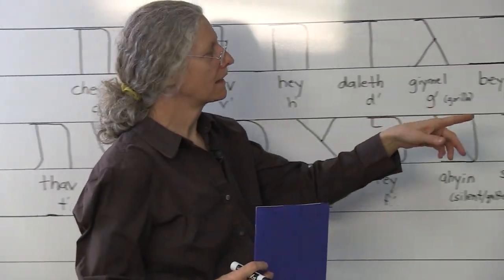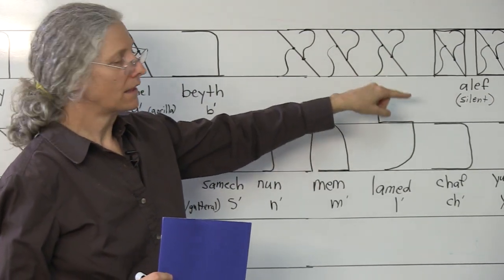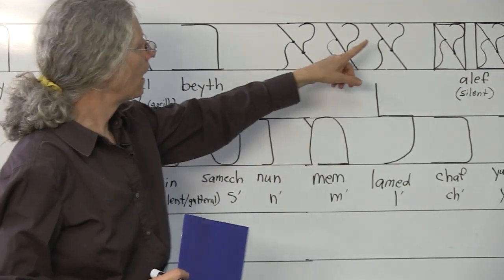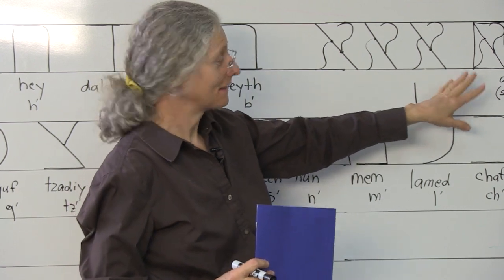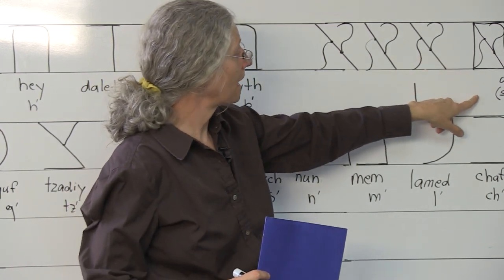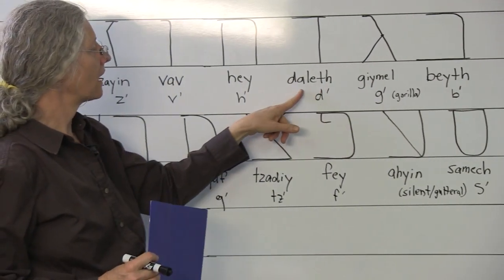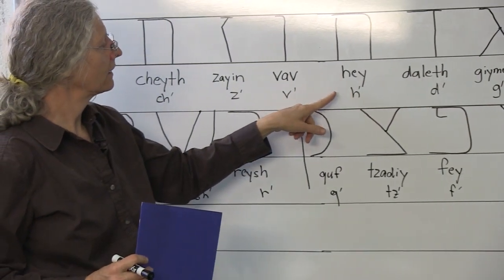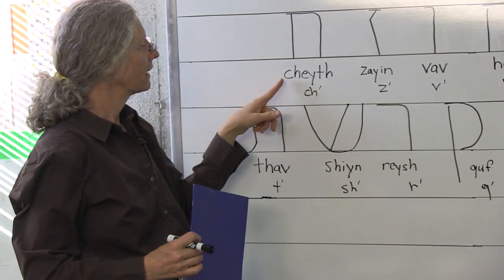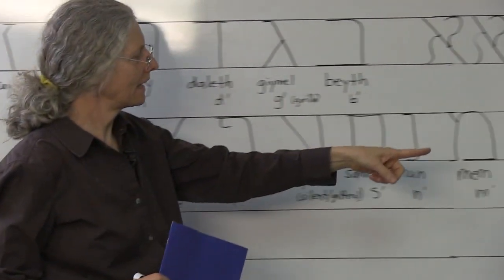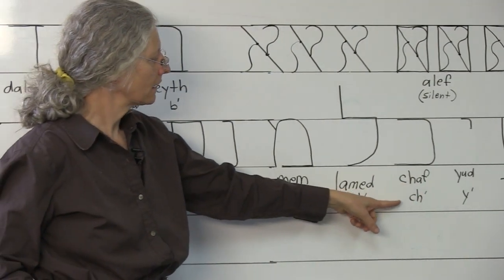So now we're going to go through this again. We're going to do the names of the letters and then the sound they make. Okay? Aleph, silent. Okay, we're just doing the names of the letters and the sounds they make. Okay. Aleph, silent. Beyth, b. Gimel, g. Dalet, d. Hey, h. Vav, v. Zayin, z. Chet, ch. Tet, t. Yud, y. Chaf, ch.